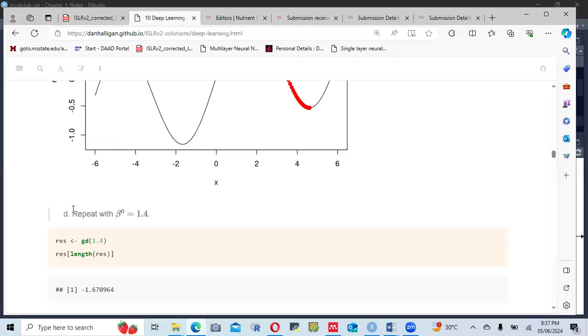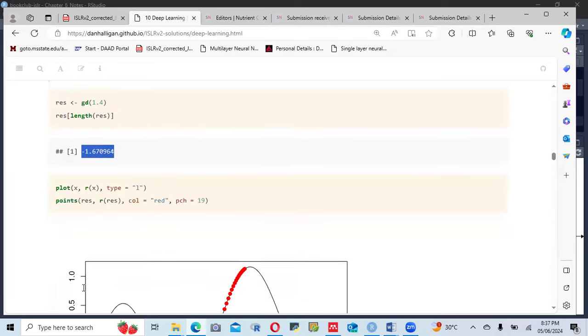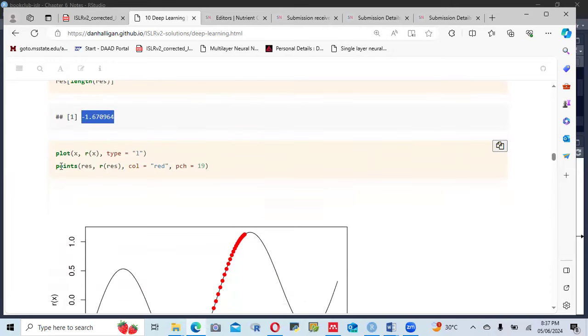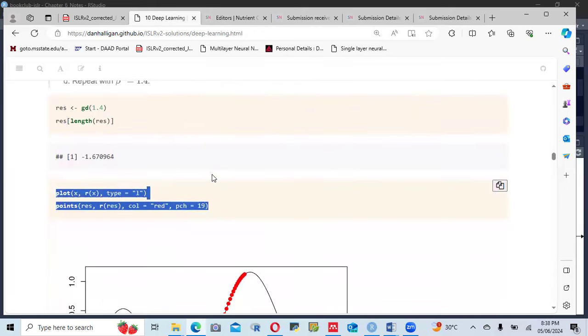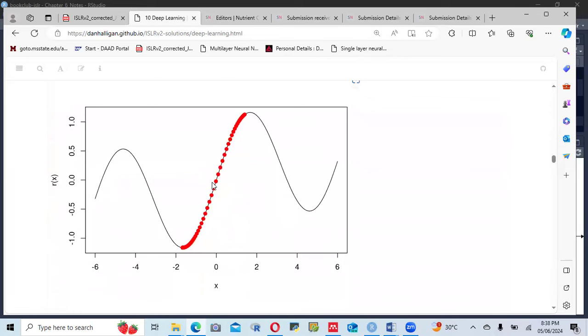They say we should repeat with beta 0 equal to 1.4. So here we added 1.4 for the value of our beta 0, and the result of the length gives us this. We now run our plot. When beta 0 is equal to 1.4, the value changes from this part in this way.